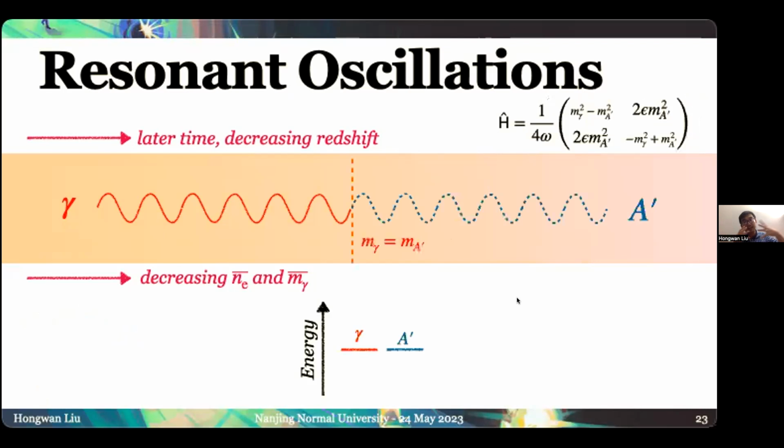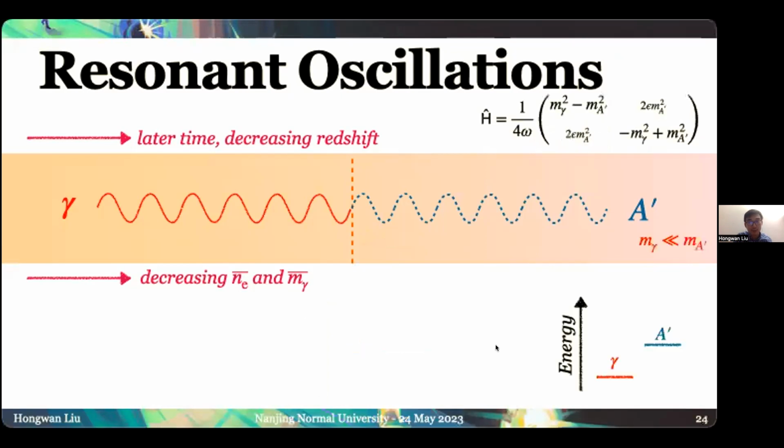Then at some point, as the universe expands, m_gamma decreases as a function of redshift. You come to a point where m_gamma is equal to m_A'. At that point, the two quantum states become degenerate. If you look at the Hamiltonian, you'll find that at this point the off-diagonal terms dominate over the diagonal terms. In this case you get maximal mixing between the two states. So if you started off initially with a photon, some of the photon will now oscillate into a dark photon due to the resonant condition m_gamma equal to m_A' being met.